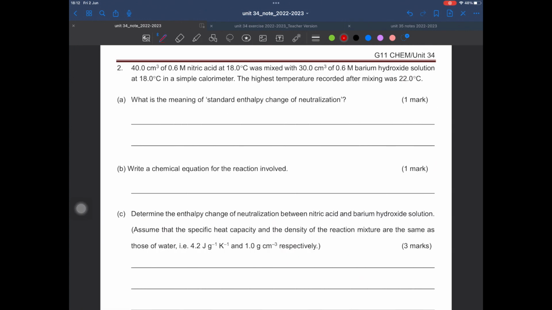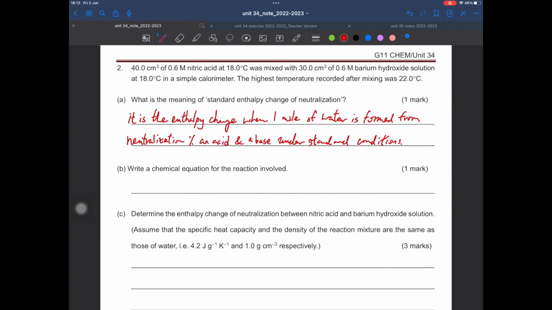Page 21, question 2. So first, what is meant by standard enthalpy change of neutralization? You can copy from the notes about the definition. B. The chemical equation involved. Now, you should pay attention. This is the chemical equation, but not the thermochemical equation. So, no fraction is allowed. 2 water will be given out, and something more. Because you are given the barium hydroxide is in solution form, so please include your physical state here.